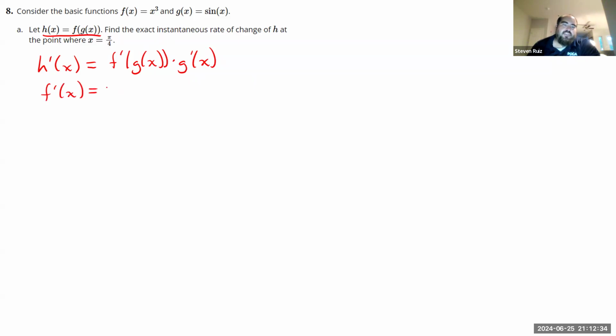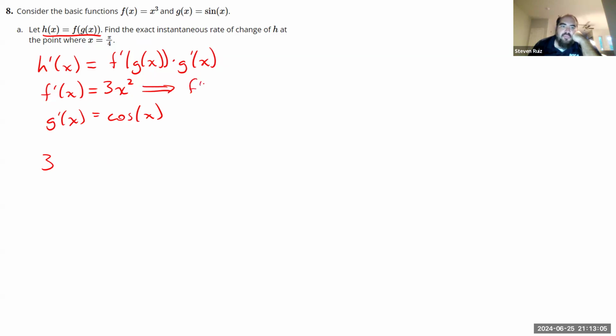The derivative of x cubed is 3x squared. That's the power rule. What's the derivative of g? That's going to be cosine of x. So now I can start filling these details in. What is f prime of g of x? Well, f prime of x would be 3x squared.